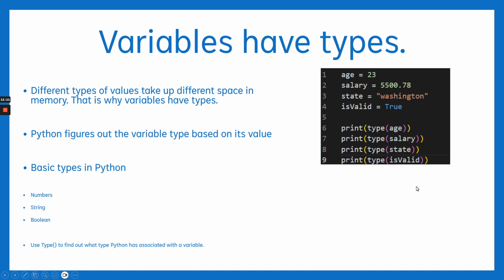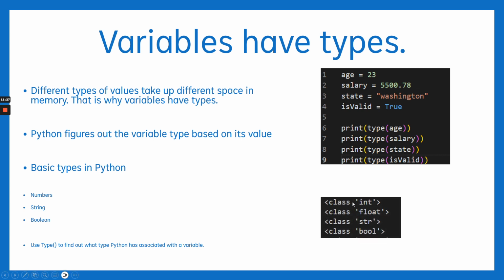Take a minute to think, what do you think the output should be? Will age be a string or will age be an integer? Is state going to be a string or is state going to be a Boolean? So this is what the program prints. Ignore the class for a bit. We'll talk about that later once we get there. For now, all I want you to do is to pay attention to the right hand side of the output.